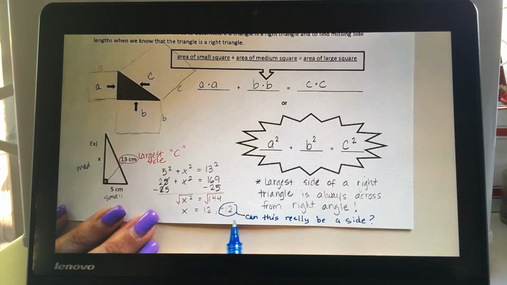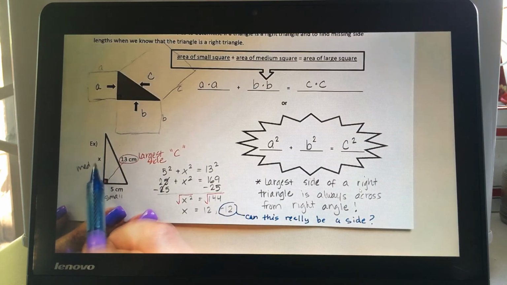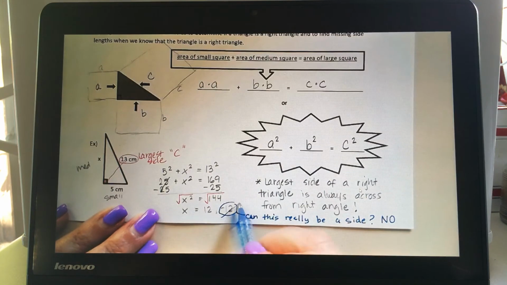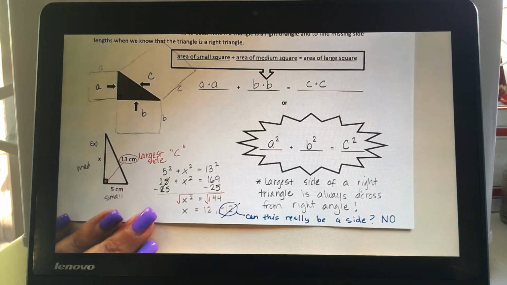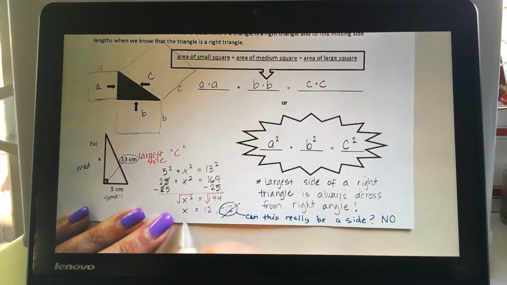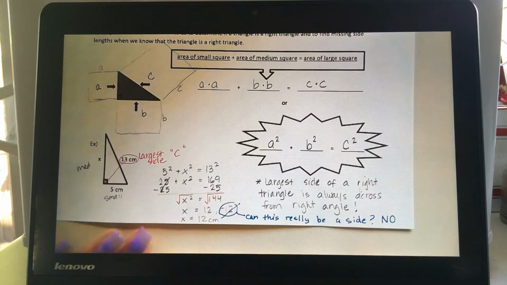Okay, so can you actually measure negative 12 on a ruler? Can you be negative 12 units on a triangle? And that answer is no. So we will never consider the negative value of that, solving that equation. So it'll just always be the positive answer there. So we would answer that the missing side of our triangle is 12 centimeters.